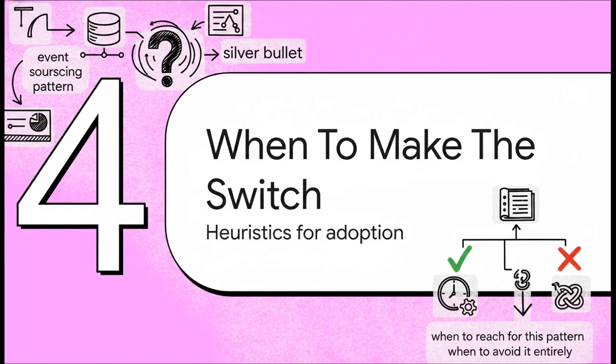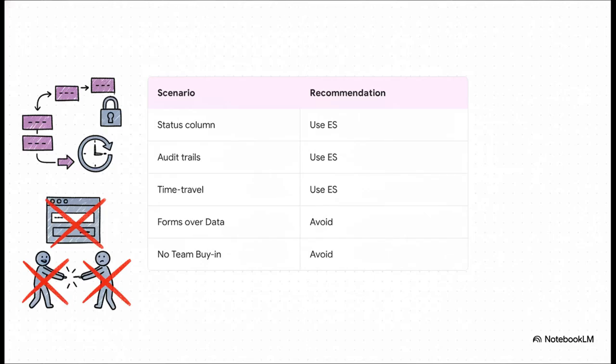Section 4. When to make the switch. Heuristics for adoption. Look, event sourcing is amazing, but it isn't a silver bullet for absolutely everything. So where do we draw the line? Well, if your database table relies heavily on a status column, that is a massive red flag. It means you aren't doing simple CRUD anymore, you have complex state transitions. Use event sourcing. If you need ironclad audit trails for compliance, or you really want time travel debugging, use event sourcing.